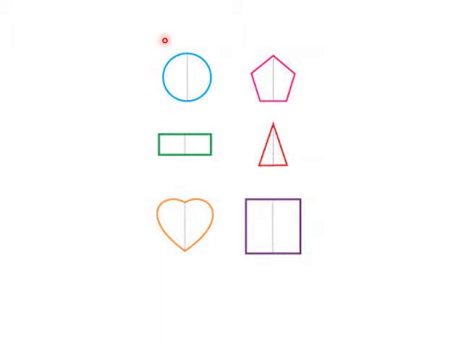Okay, let's look at these shapes. First, I have a circle. You see this line in the middle? If you fold the circle on this line, will you get two parts that match exactly? Oh yes, you will. So this line has a special name. It is called a line of symmetry. What about this rectangle? If I draw a line here, I will get two parts that exactly match each other. So this too is a line of symmetry.